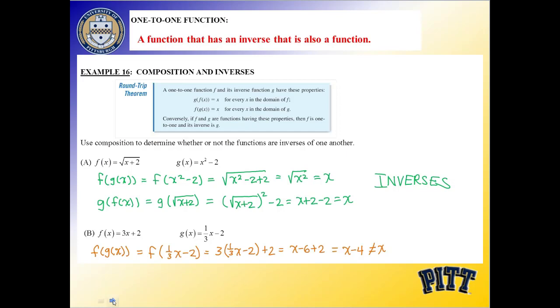I don't have to bother doing g of f of x here because it has to work for both, and since I found one of them doesn't work, it doesn't matter, these are not inverses. So that's how you can use that round-trip theorem in composition to determine whether or not things are inverses.